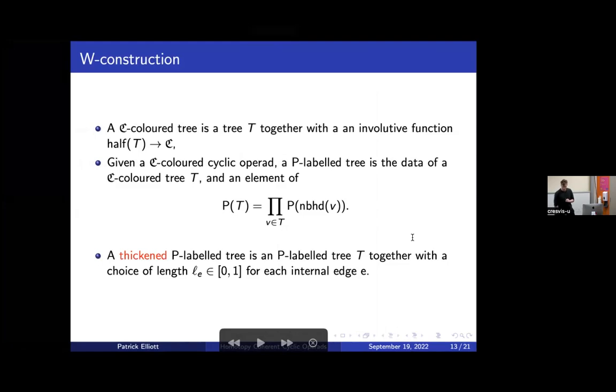Finally, a thickened P-labeled tree, this is not standard terminology, I just thought I'd use it, is a P-labeled tree together with a choice of length on each internal edge. I should have included a picture here, but I didn't. So think of this as you've got vertices all labeled by operations in P, and now the edges have some length between 0 and 1.